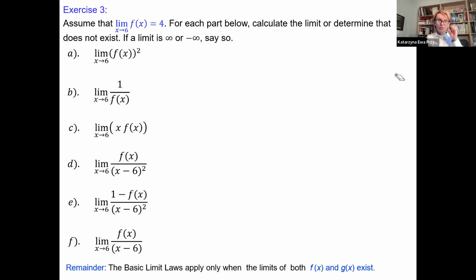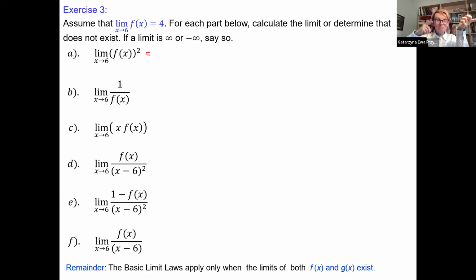And again, what we need to remember about the indeterminate forms, and we also have to remember about this 1/0 or 1/big, 1/small, 1/big. We know the result, we know the answer. Okay, assume that the limit as x approaches 6 of f of x is 4. For each part, calculate the limit or determine that the limit does not exist. If the limit is positive or negative infinity, we can also say it does not exist. Okay, what about the first one?